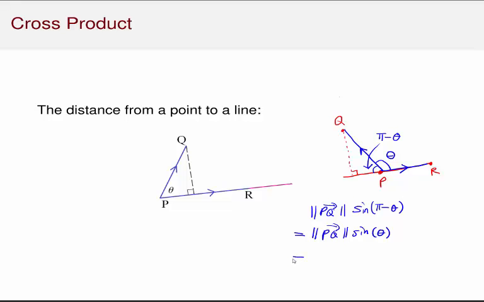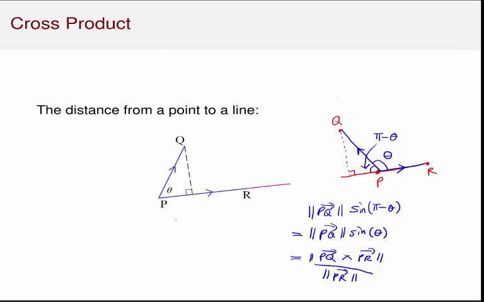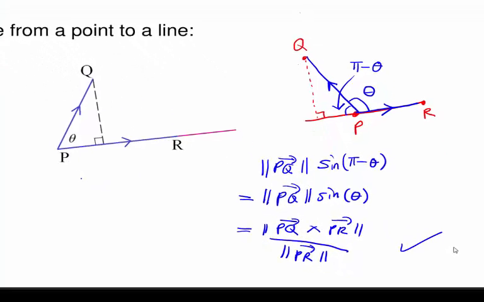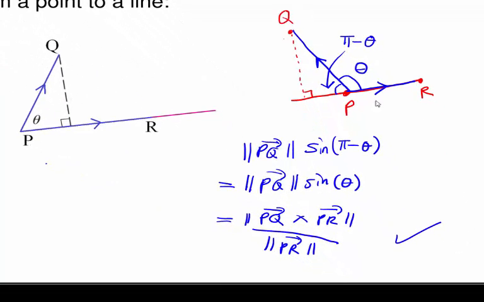So as before, this is equal to the length of the cross product PQ cross PR divided by the length of the vector PR, by using the cross product angle formula. Now indeed we have the same formula in all cases, so it doesn't really matter if we have started with P and R on different sides of Q or on the same side of Q.